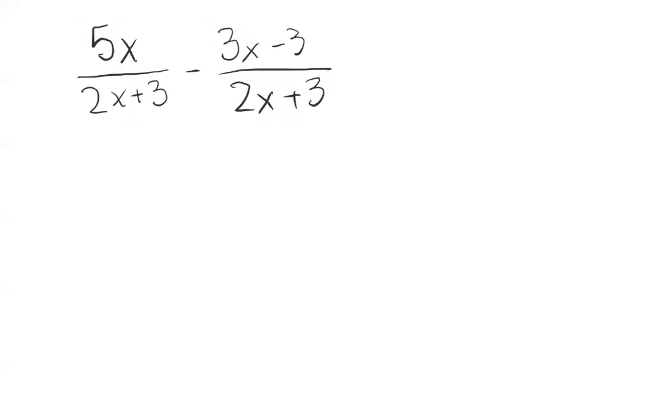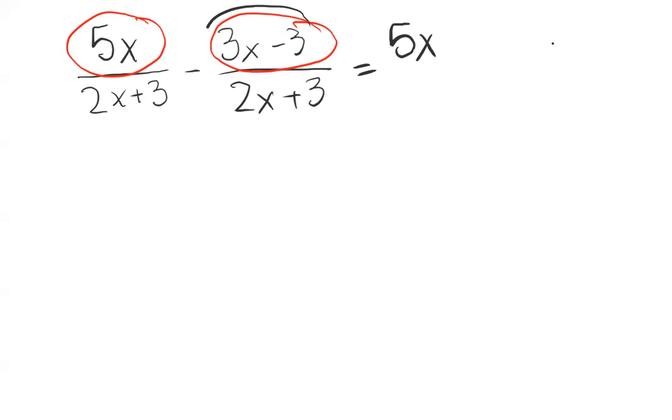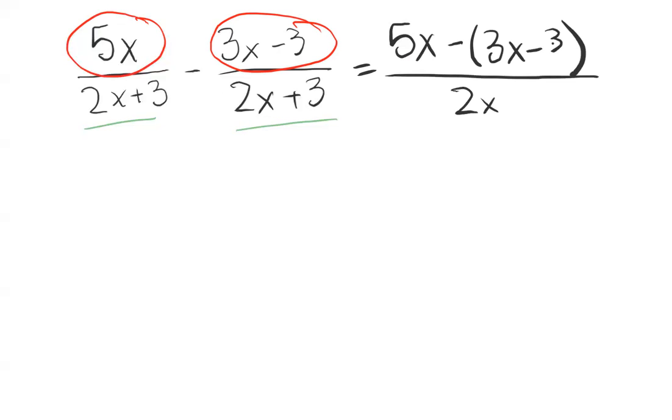Now our final problem, here it is. We have two variables in our second numerator. So the process will start out the same. Of course, we're going to subtract our numerators. However, with this one, we want to put our second numbers right here into parentheses. And I'll explain why in a little bit. And of course, we're going to keep our denominators the same. So that's just going to be simply 2x plus 3.